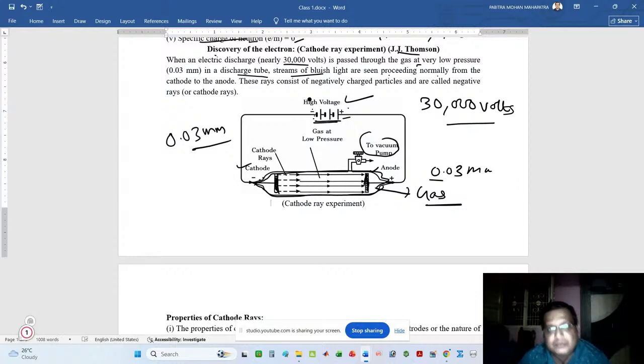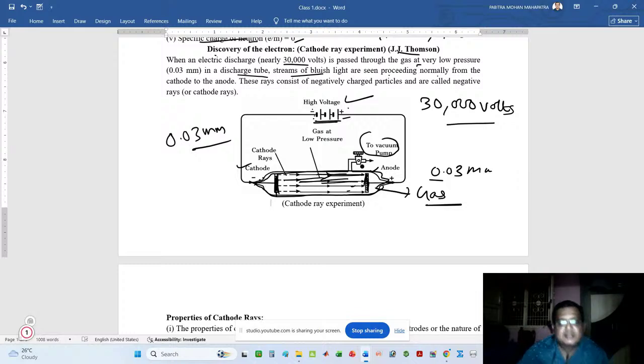When 30,000 volts of electric discharge is passed through this discharge tube, in which a cathode is present, an anode is present, and a gas is present at 0.03 mm pressure, then what happened? A stream of bluish light comes from cathode to anode. This electrode to this electrode. These are the rays. These are the cathode rays. They move from cathode to anode.